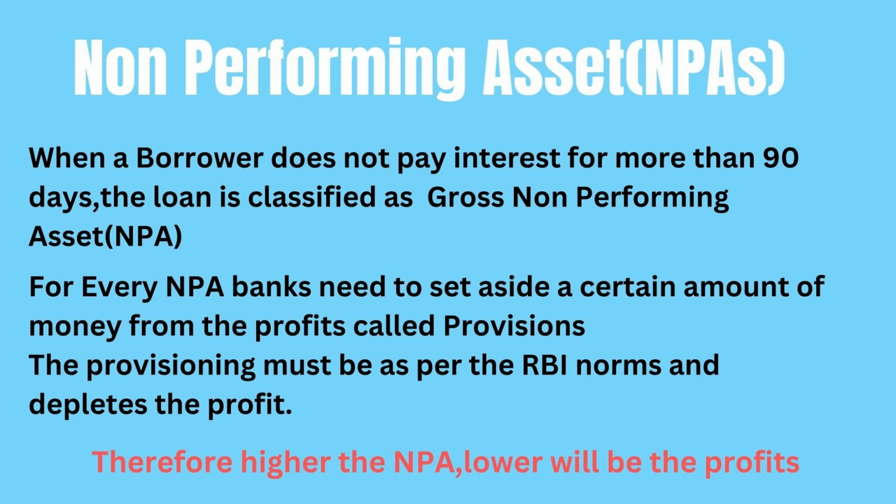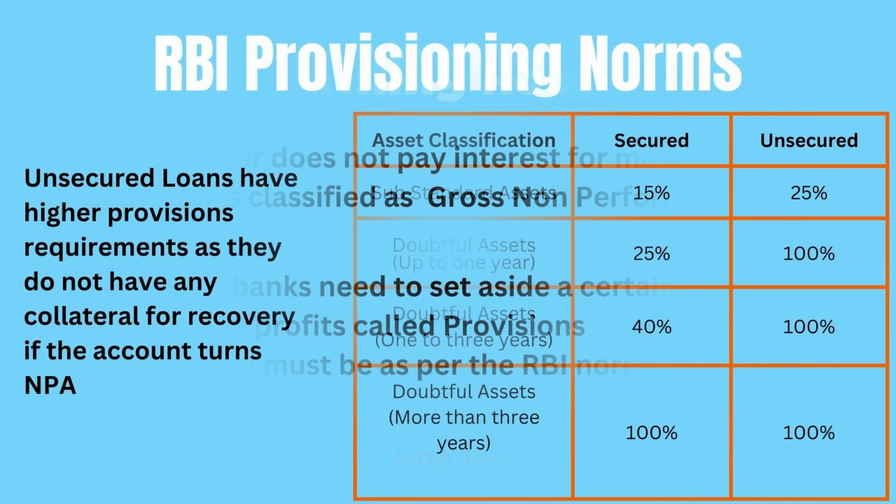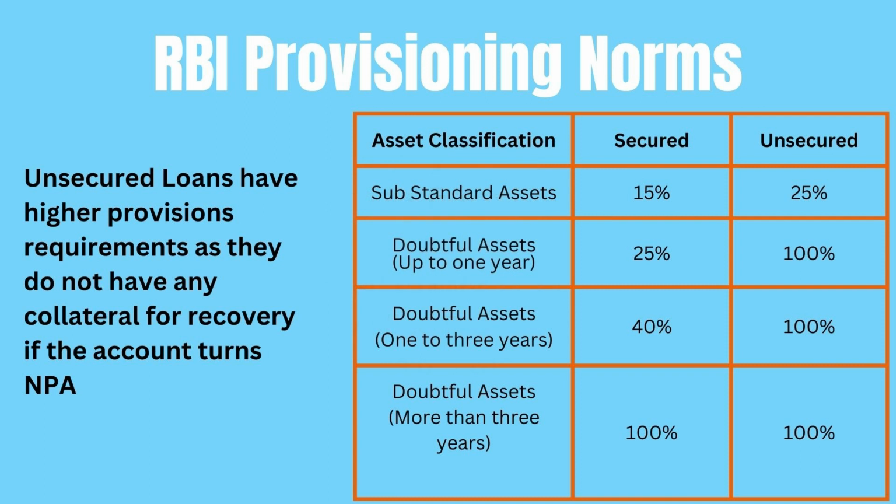Every bank is then required to set off some portion of their profits for provisioning against these gross non-performing assets, and as these non-performing assets continue to keep moving up, the profits of a bank get depleted. As you can see on the screen, RBI is very strict on provisioning of these gross non-performing assets. As unsecured loans do not have any collateral, the provisioning norms for them are higher. Once an account turns substandard, anywhere between 15 to 100% of the entire loan needs to be provided.